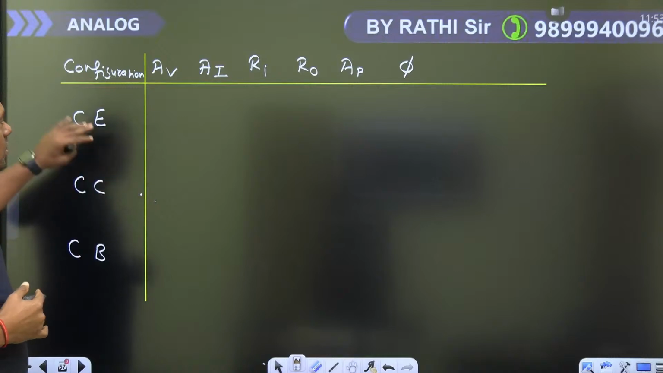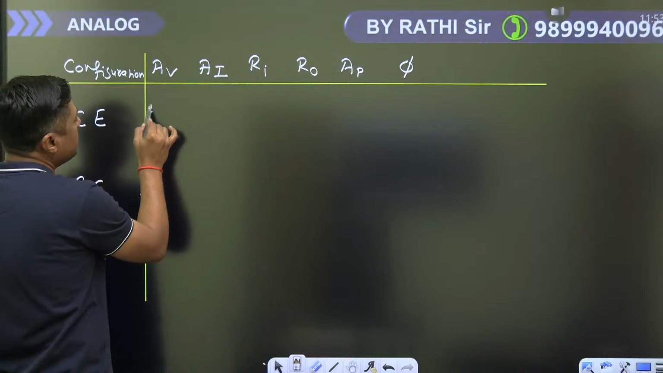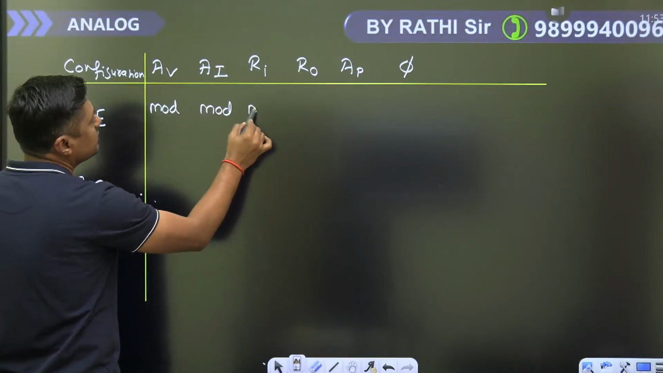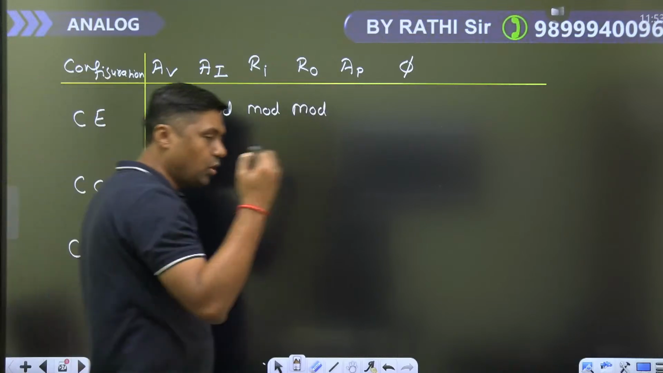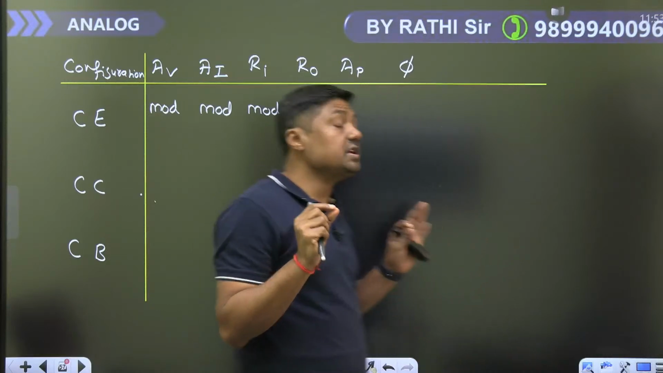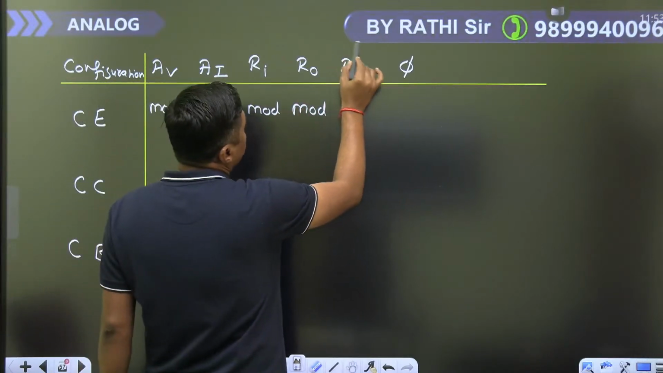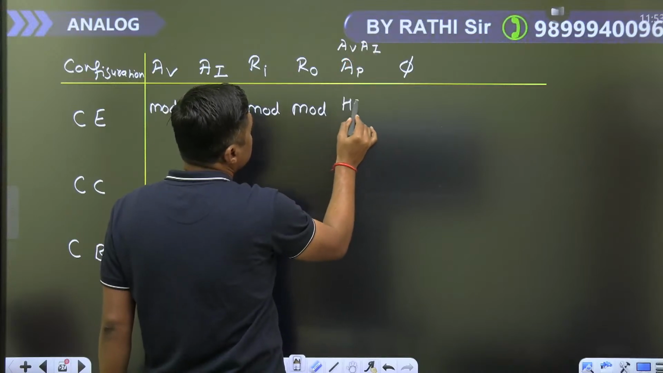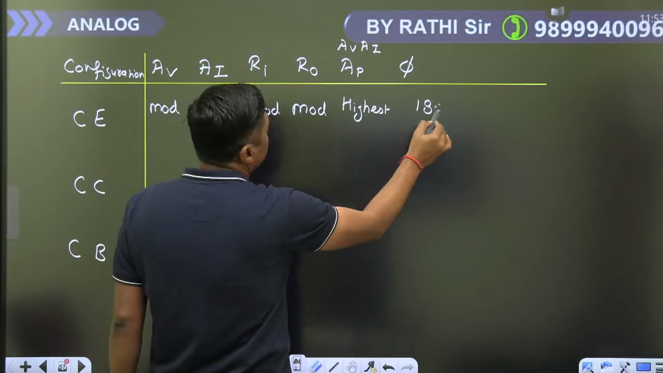So you know, in common emitter, everything is moderate. Moderate means sometimes it is written high, but not very high. They all are moderate, neither too high nor too low. But the power gain is highest. In case of common emitter, power gain is nothing but the product of what? AV into AI. This is highest. Phase shift is 180 degree.